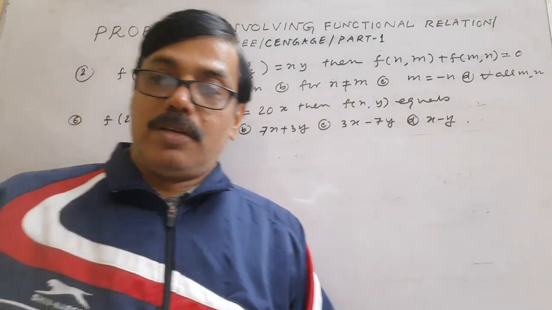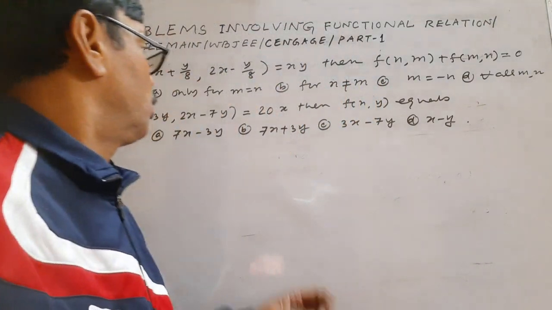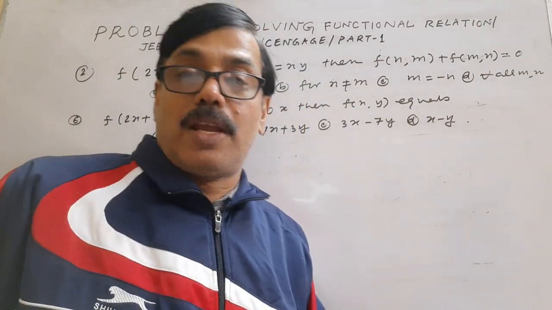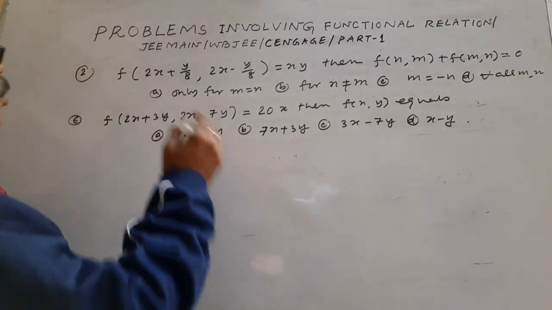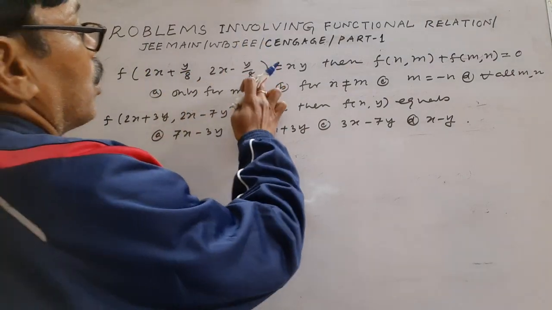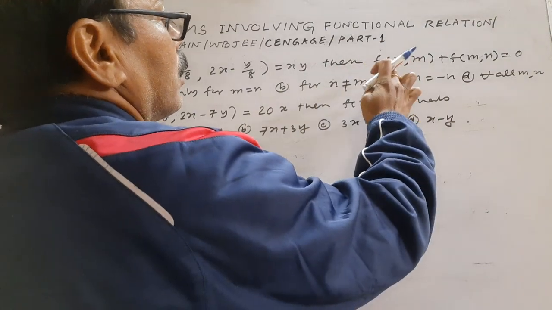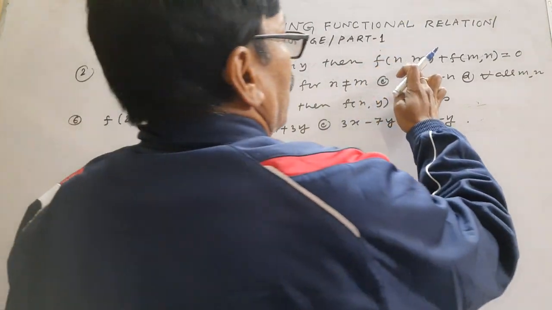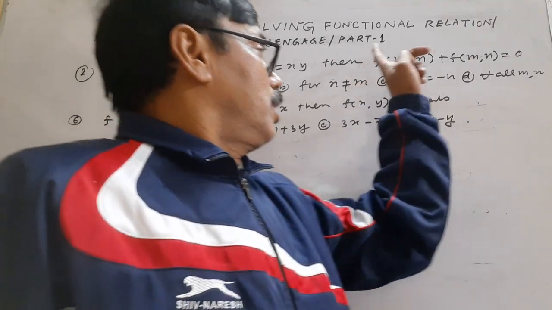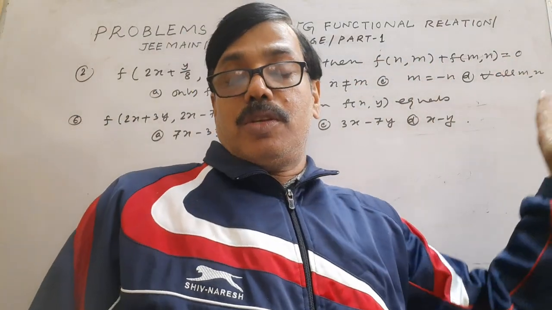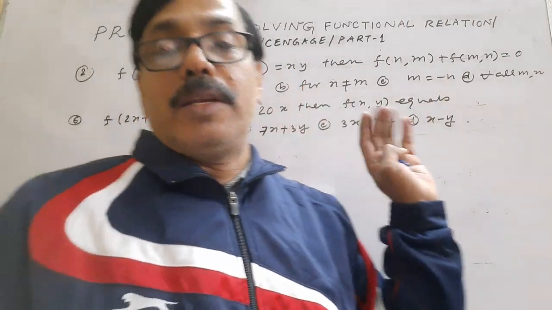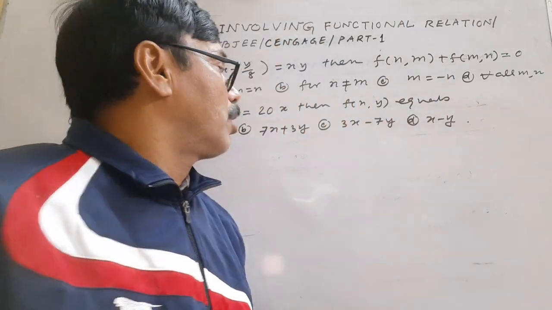Now we consider two more problems. They are of the same type. Look, f((2x+y)/8, (2x-y)/8) = xy. Then what is the value of f(n,m) + f(m,n)? If this relation equals 0, then what is the restriction on m and n? This is our problem.